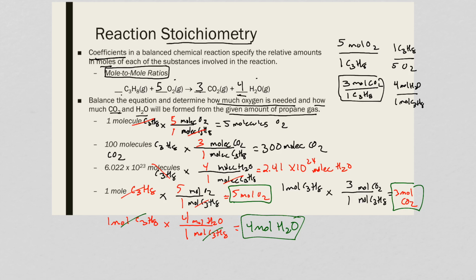Okay? So the key here is understanding how these ratios work, right? And so the key is the balanced equation. Once we have the balanced equation, then we can take our ratios from those coefficients and apply them to various problems. So let's do some more examples.